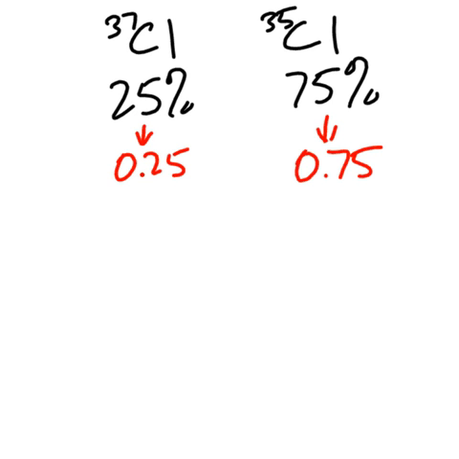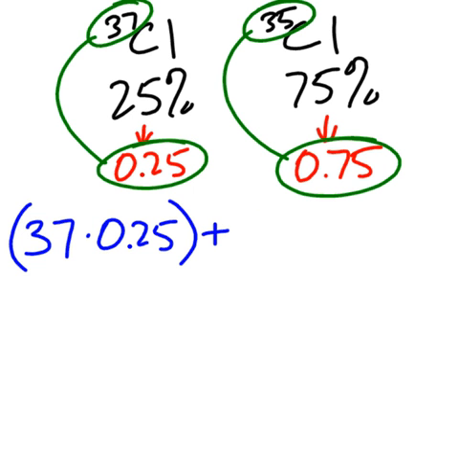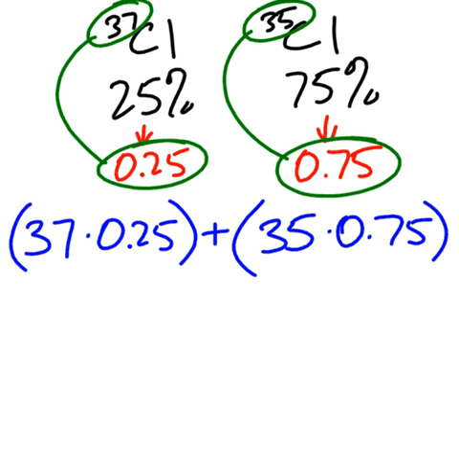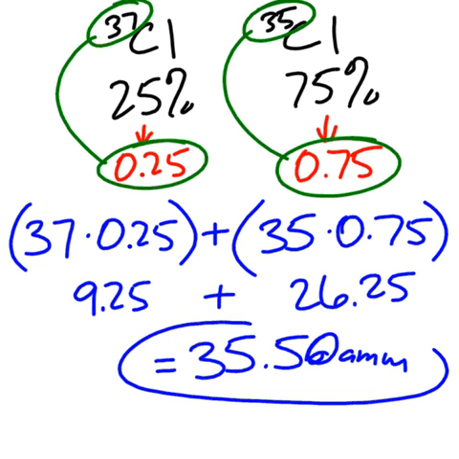Then I'm going to multiply this number by this number, and this number by this number, and then add them together. This is how I'm going to calculate a weighted average. So I'd go 37 times 0.25, and I'm going to add 35 times 0.75. Go ahead and do the math. That'd be 9.25, and this one would be 26.25. When I add those two together, I end up with 35.50 AMUs, and that's my average atomic mass according to this data.